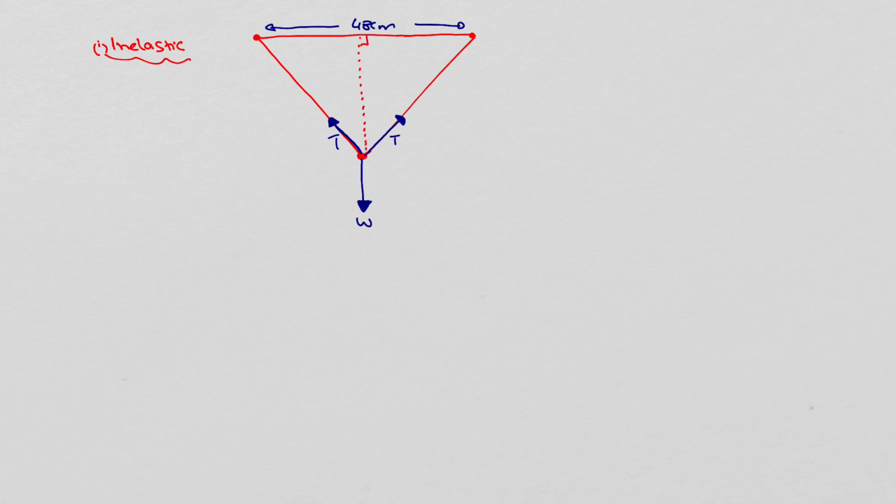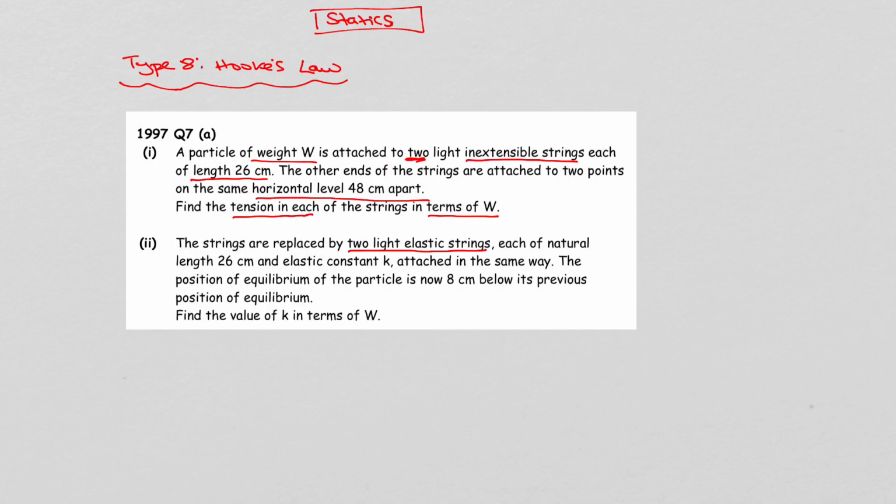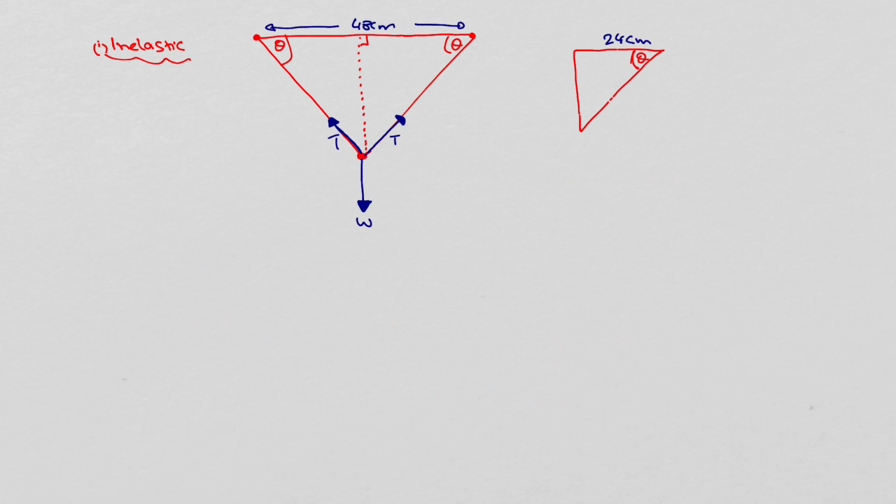And they're going to be two equal triangles. So I'm going to take that triangle out. I'm going to call this angle here theta, and this one will be theta. So by taking that triangle out, I know that this distance here has to now be 24 centimetres. We go back to the question, the length of the string is 26 centimetres, and that's inextensible. So that means that this distance here has to be 26 centimetres.